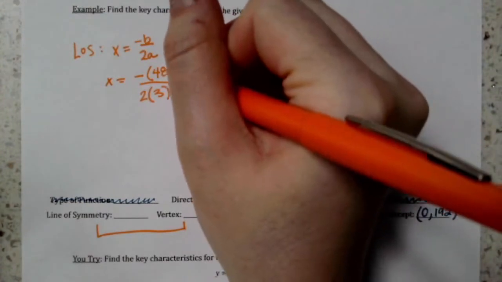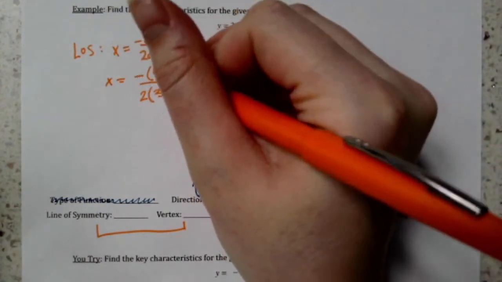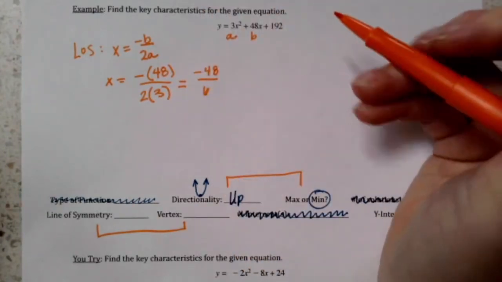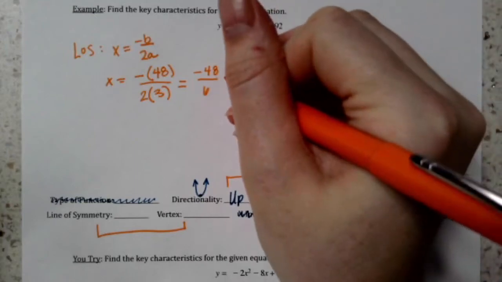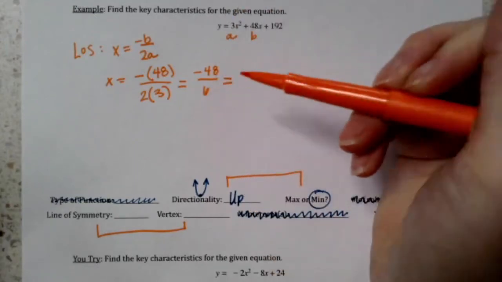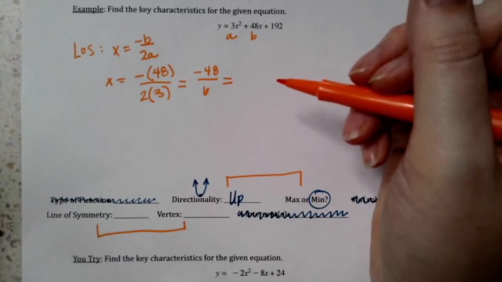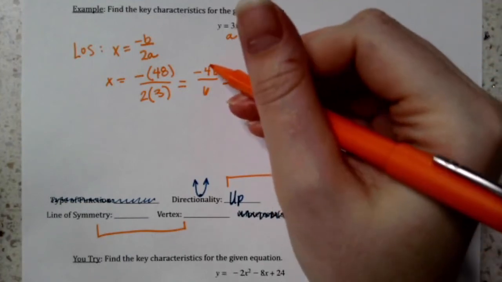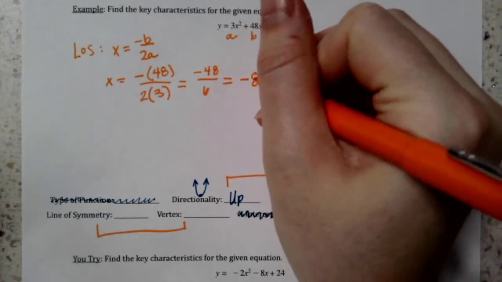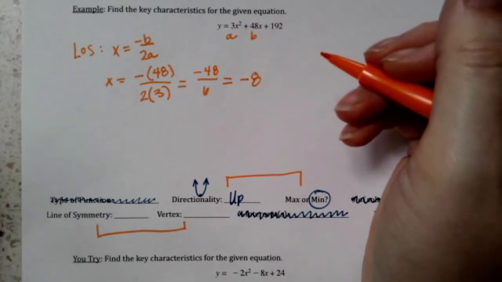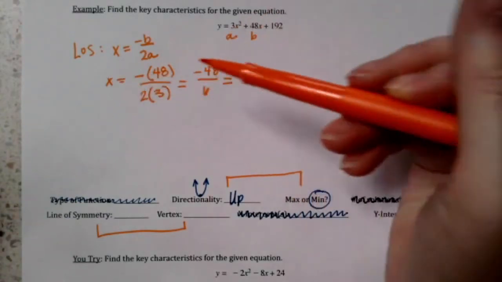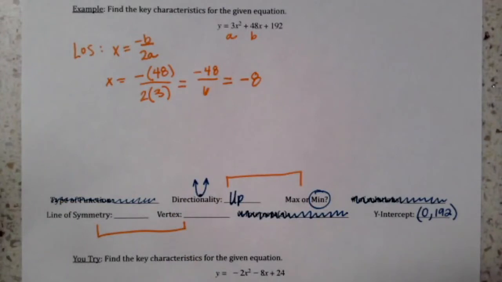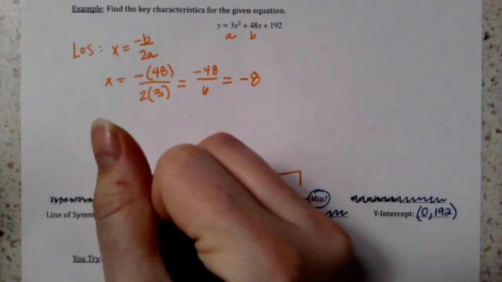Then I want to simplify across, so simplify the top and then simplify the bottom. Negative 48 is just negative 48. 2 times 3 is 6. Then you'll want to divide this to get your answer. If it ends up being a decimal, that's fine. I don't have a preference if you want to keep it as a decimal or keep it as a fraction. That's up to you. So negative 48 divided by 6 is negative 8. So our line of symmetry is x equals that number. Don't forget the x equals part. That's a really common mistake. So our line of symmetry is x equals negative 8.